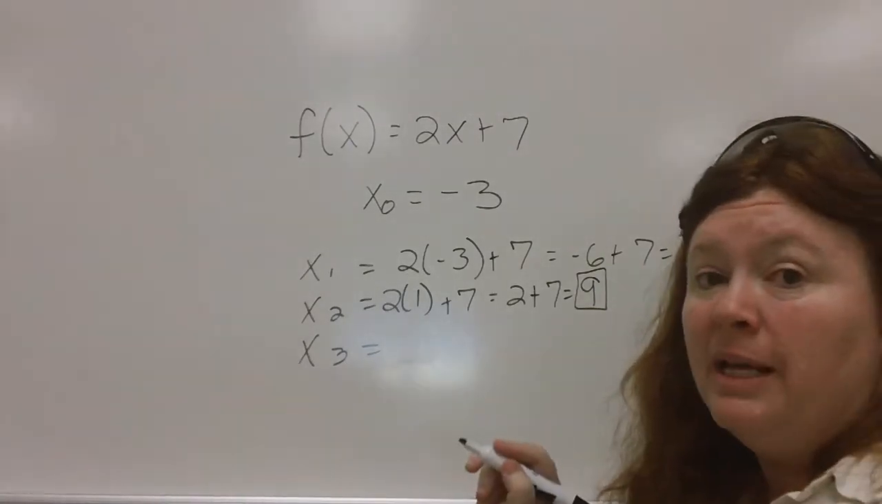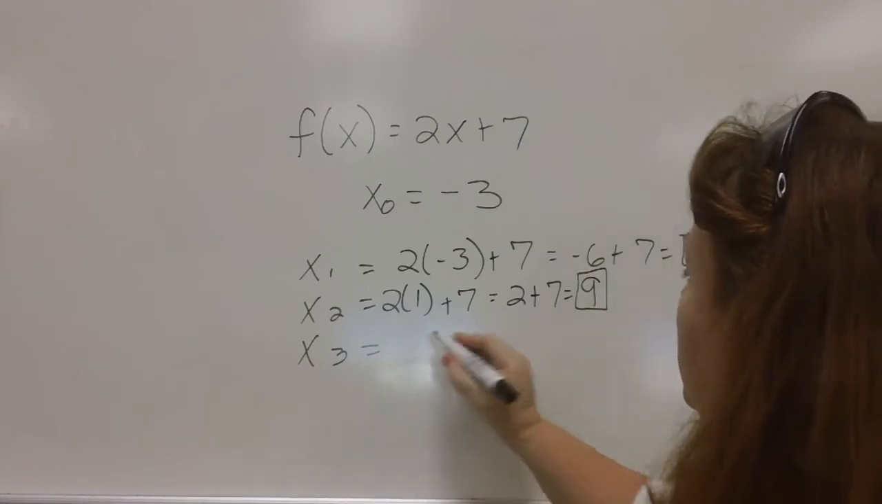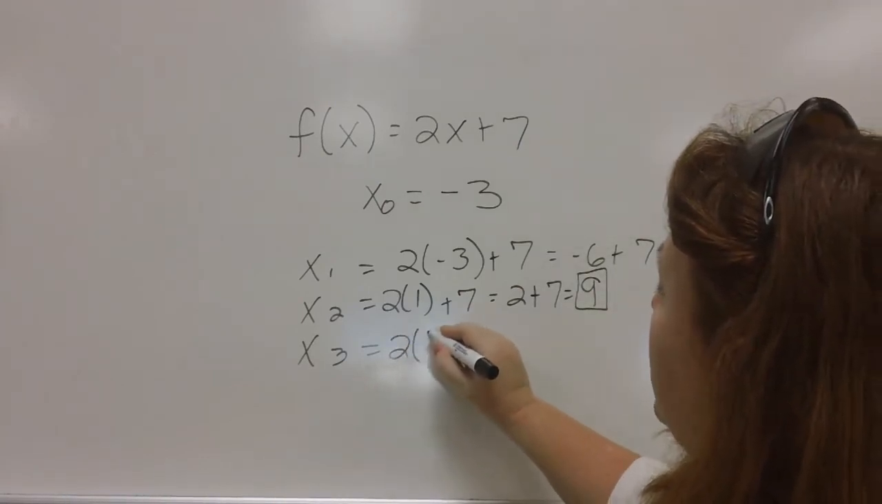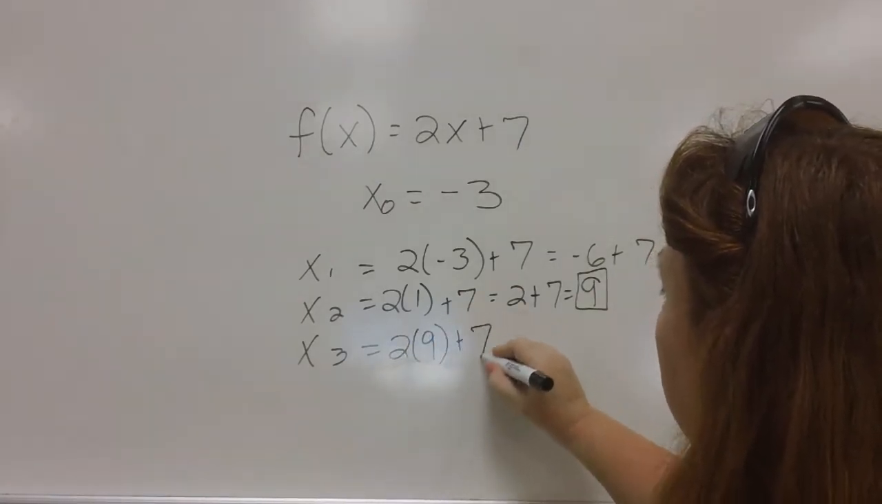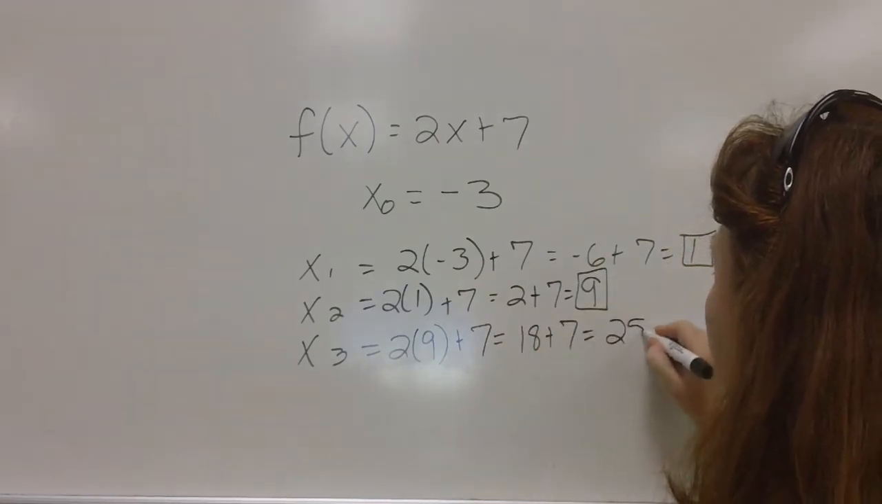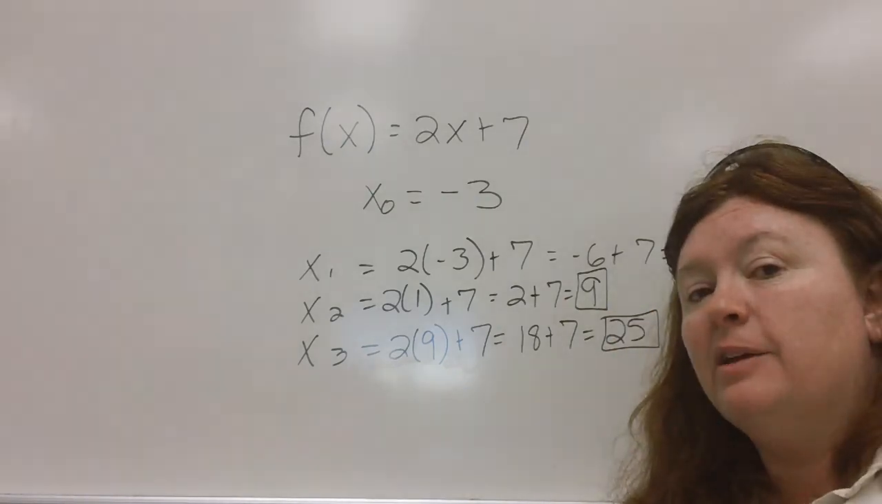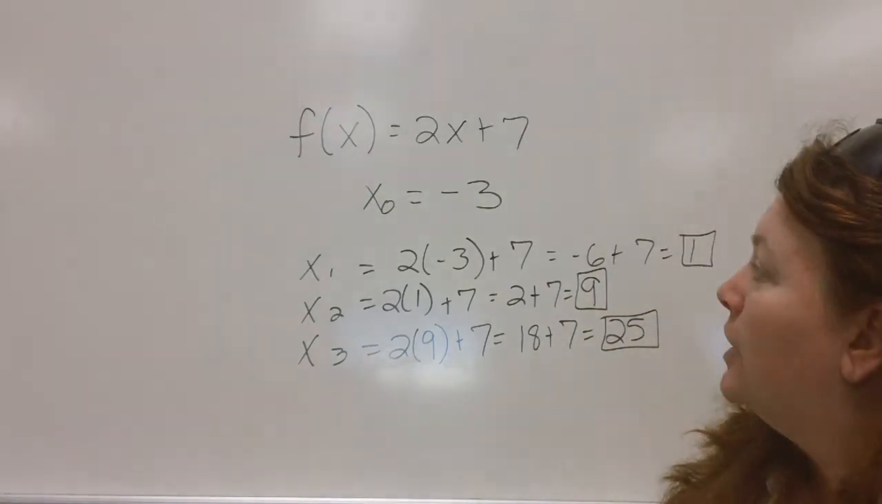Finally, x sub 3. All I have to do is take the 9, plug it in, and I'm done. 2 times 9 plus 7 is 18 plus 7, or 25. All set. I found my 3 iterates. All right, I guess we're done.